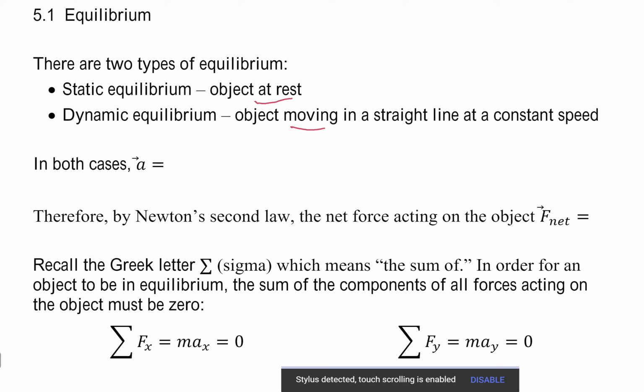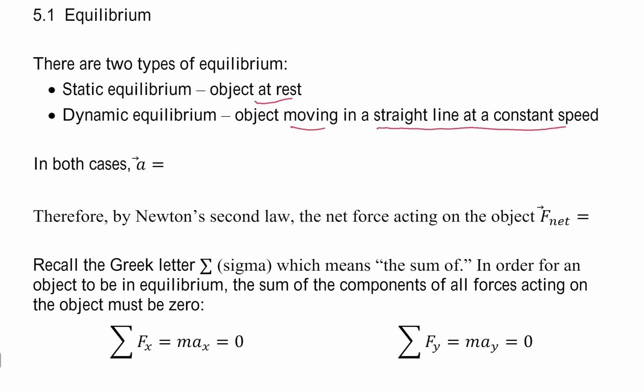And then for dynamic equilibrium, obviously we're in motion, but we're moving in a straight line at a constant speed. That is how the dynamic equilibrium is going to have to play out. So static equilibrium, very easy. The object is just at rest. Dynamic equilibrium, we're moving, of course, because it's dynamic, but the straight line at a constant speed is going to be necessary also. All right.